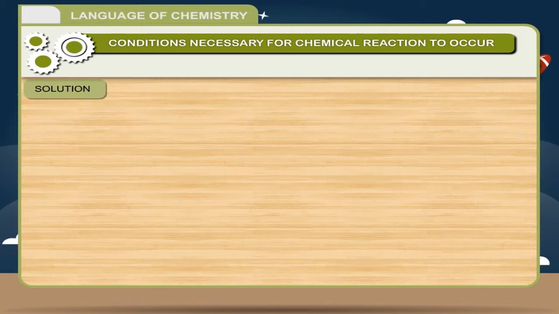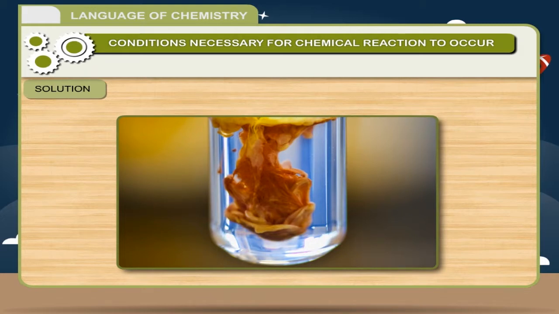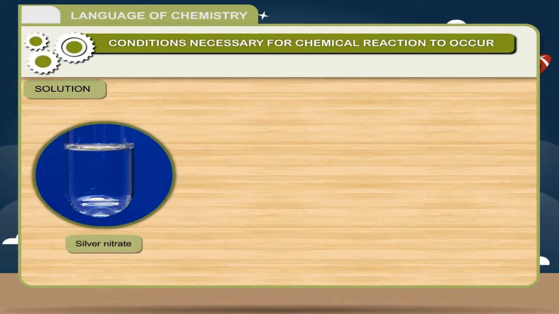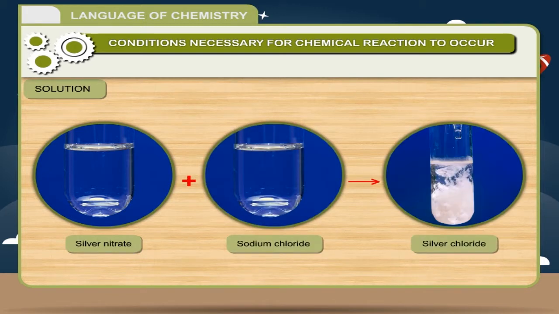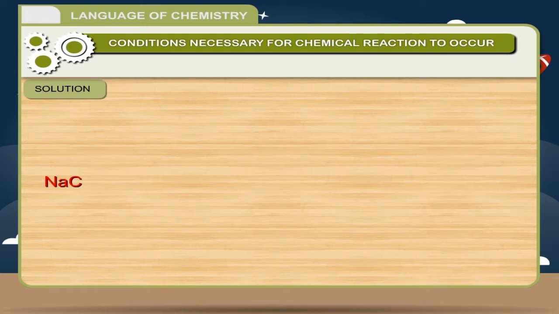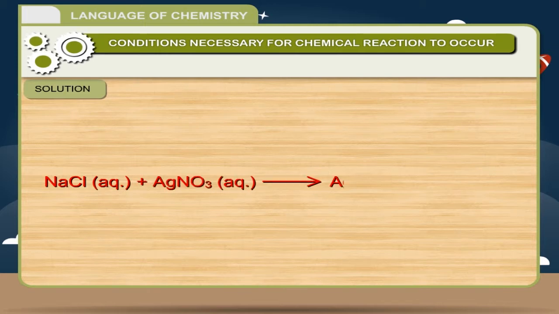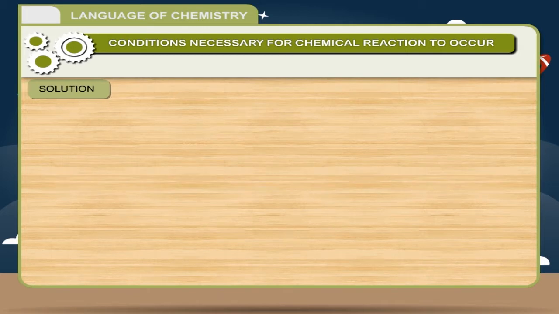Solution. In case of certain substances, chemical reaction occurs only in their solution form. For example, after adding a solution of silver nitrate to that of sodium chloride, silver chloride precipitate of white color is formed. NaCl(aq) + AgNO3(aq) gives AgCl + NaNO3(aq).